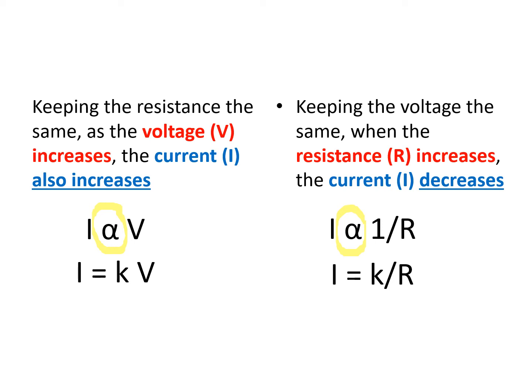Combining these two observations through equations, for I, we can have the final equation I is equal to V over R. And this equation is called Ohm's Law, wherein I is directly proportional to V and inversely proportional to R.